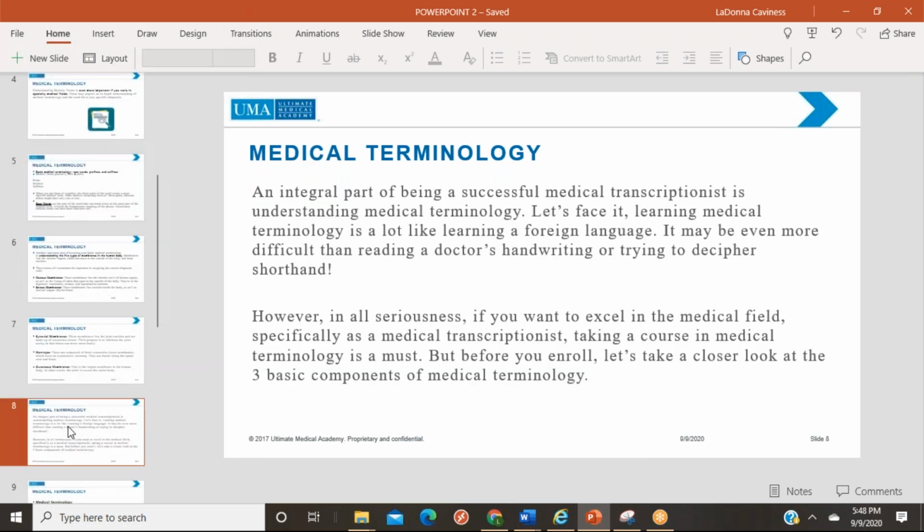Okay? So it's important to keep in mind that medical terms are an important part of being a successful medical transcriptionist, medical coder, medical biller. Let's face it, learning medical terminology is a lot like learning a foreign language. It may be more difficult reading a doctor's handwriting or trying to decipher shorthand. However, it's business. We need to have that keen understanding when it comes to medical terms and medical terminology.